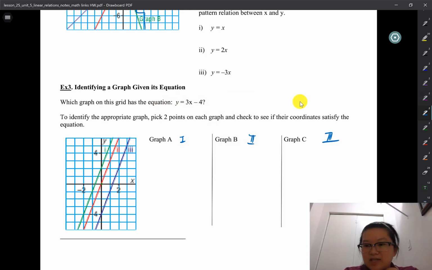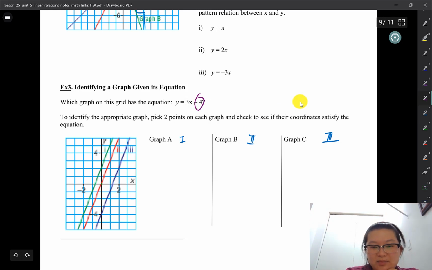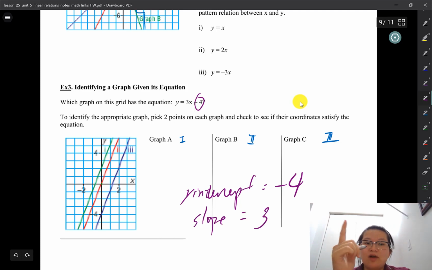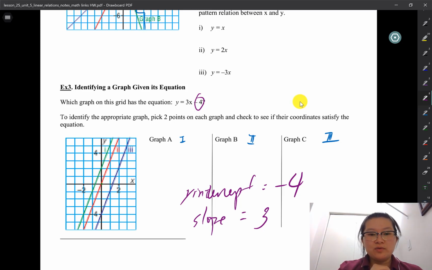Okay, so if you said that the y-intercept is -4, then you are correct. And if you said the slope was 3, then you're on the right track. Now here's the interesting thing. Notice the slope in all of these lines is the same. So there would be no way for you to use the slope to differentiate those 3.